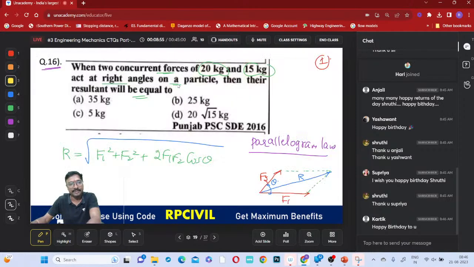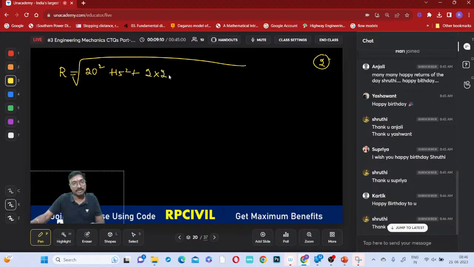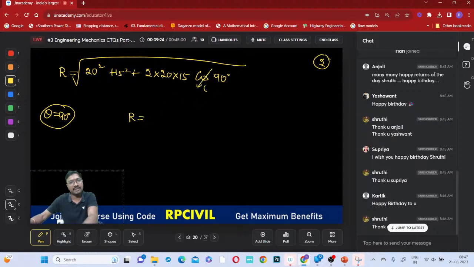F1 is nothing but your 20 kg, right? This is your F2, 15 kg, right? So square root of 20 square plus 15 square plus 2 times 20 into 15 into cos theta. How many degrees is given in the question? Theta equals 90 degrees, given in the question already. So cos 90, right? So now tell me, what is the resultant? You consider this entire term will become 0 now.